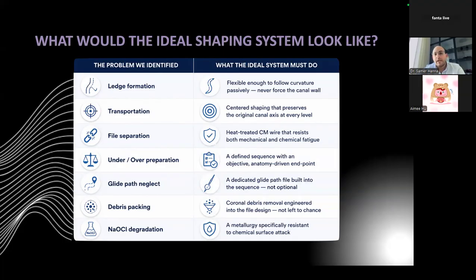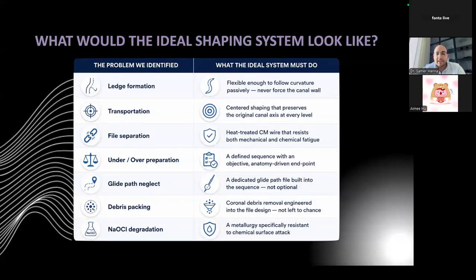Some systems have this suction ability that takes your file in. So most of the time, people end up with over-prepared teeth. So for all of this, we need a good system with a defined sequence and ease of work, to be able to decrease the amount of under or over preparation.